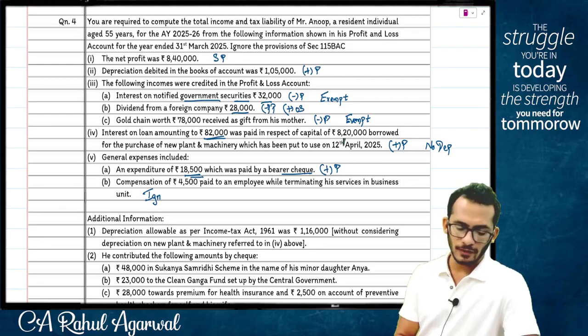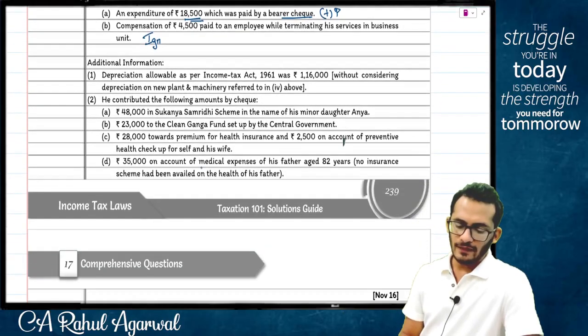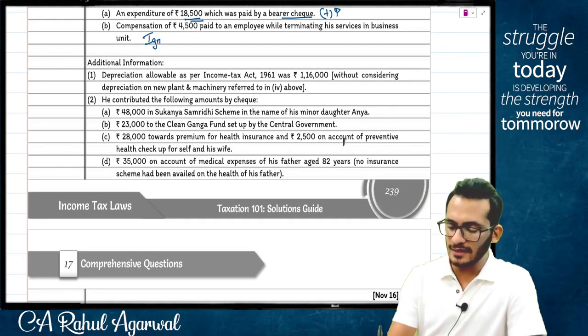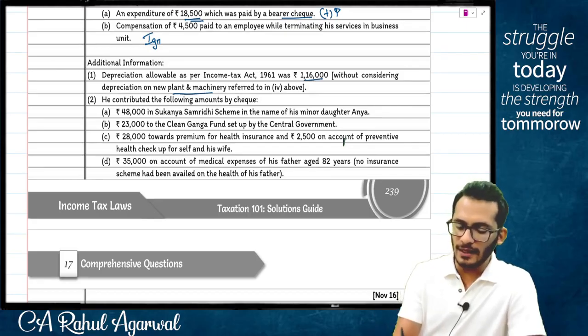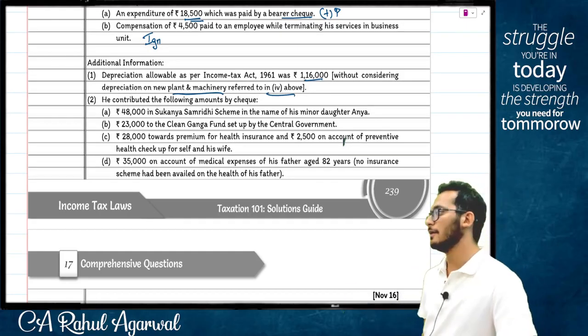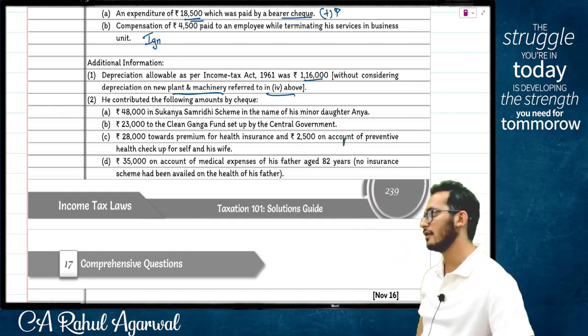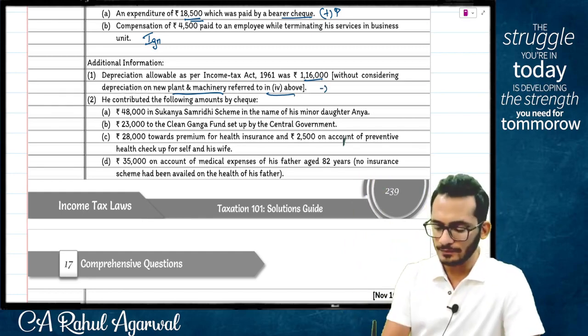Move forward. Additional information is given to you. There is a depreciation allowable under income tax of 1,16,000 without considering the plant and machinery depreciation referred in 4 above. They have not taken the plant and machinery depreciation. Correct? Correct, because anyway you are not getting it. Therefore, the amount allowed is 1,16,000.